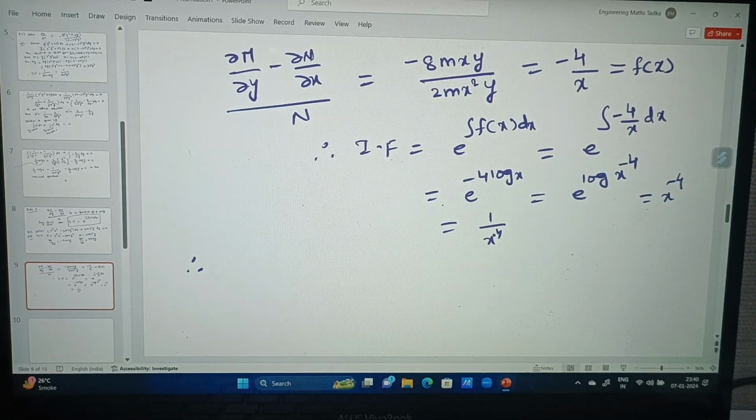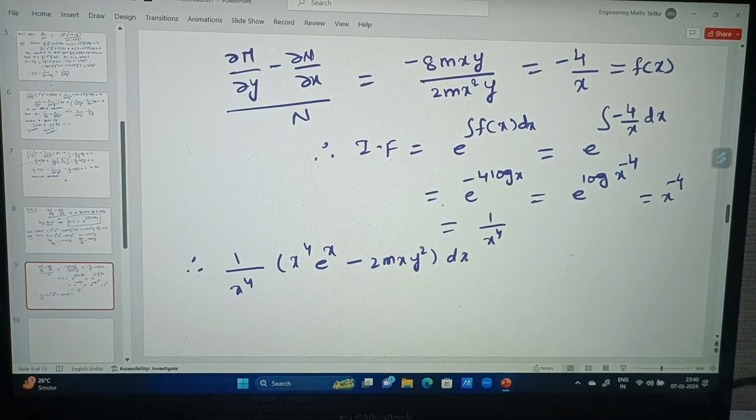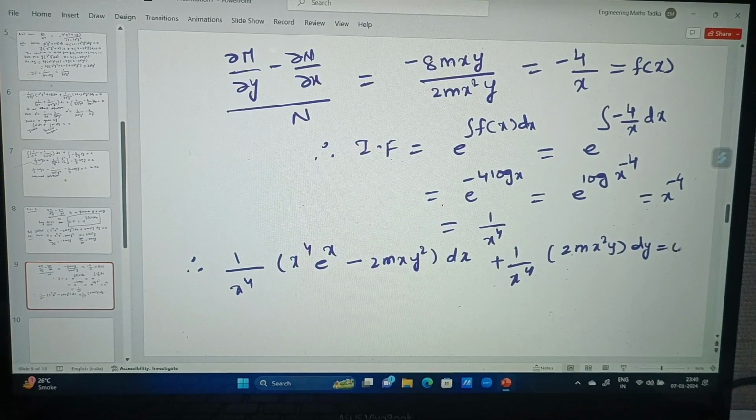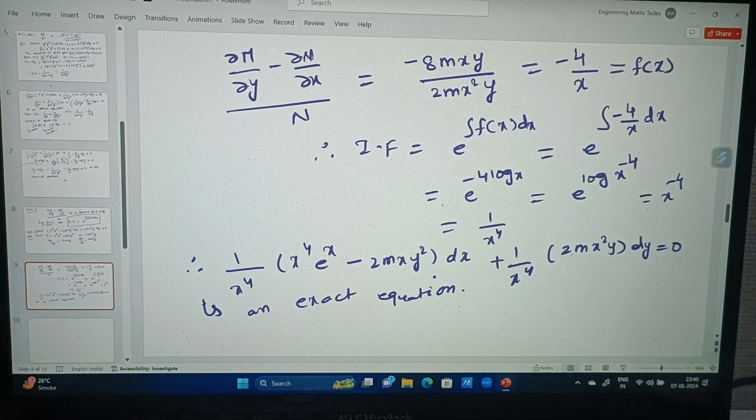After finding out the integrating factor, you need to multiply the integrating factor to the given differential equation. So 1 by x to the power 4 into x raised to 4 e raised to x minus 2mxy square into dx you will have to write plus 1 by x raised to 4 into 2mx square y into dy is equal to 0 is an exact equation. You need to write in this particular way. Okay. So after this, how do we proceed?